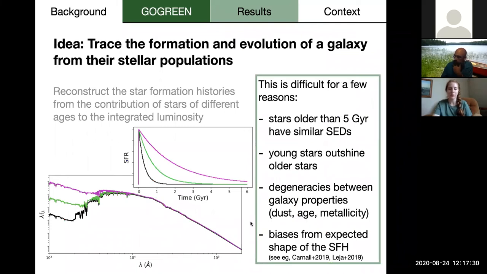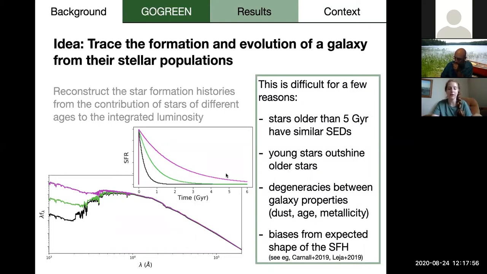Okay, so just highlighting some of the problems of the star formation fitting technique. The fact that older stellar populations are difficult to distinguish from each other. There's also a problem where if you have recently formed stars, those young stars will outshine your older stars that could form the bulk of your star formation, of your stellar mass rather.